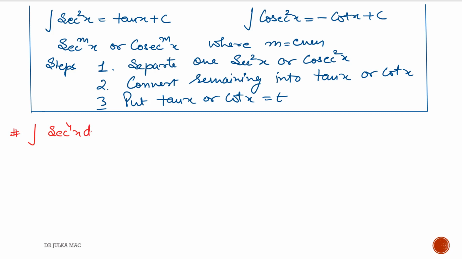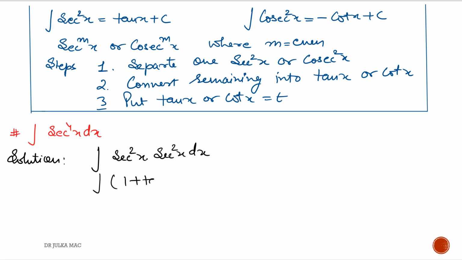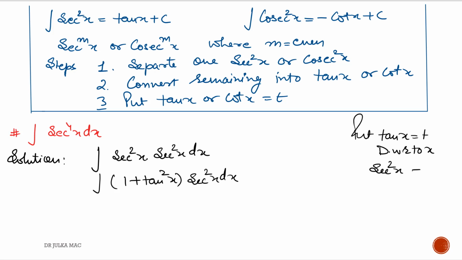Suppose we have to integrate sec to the power 4x dx. First we separate one sec square x. This is sec square x into sec square x dx. First sec square x equals to 1 plus tan square x. Now we put tan x equals to t. When we differentiate with respect to x, we will get sec square x equals to dt by dx. So sec square x dx replaced by dt and tan x replaced by t.